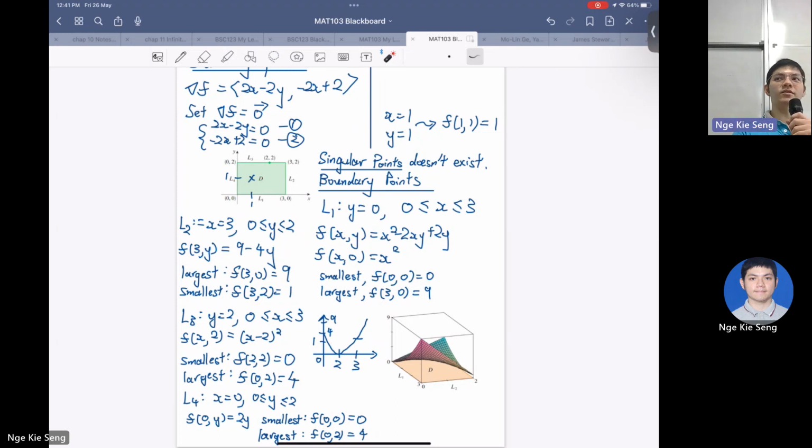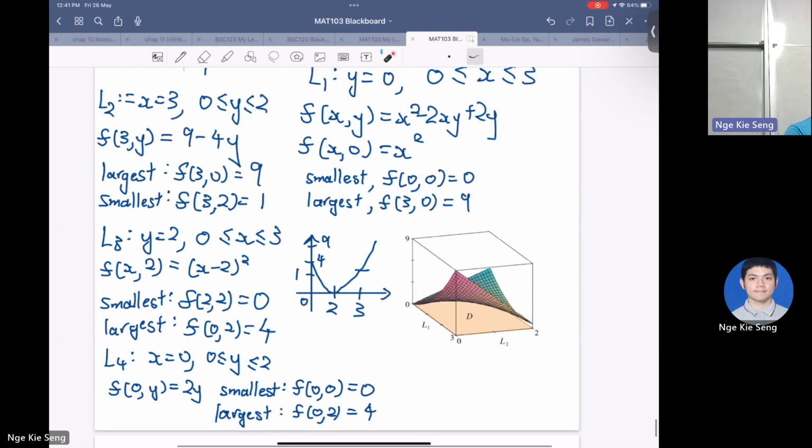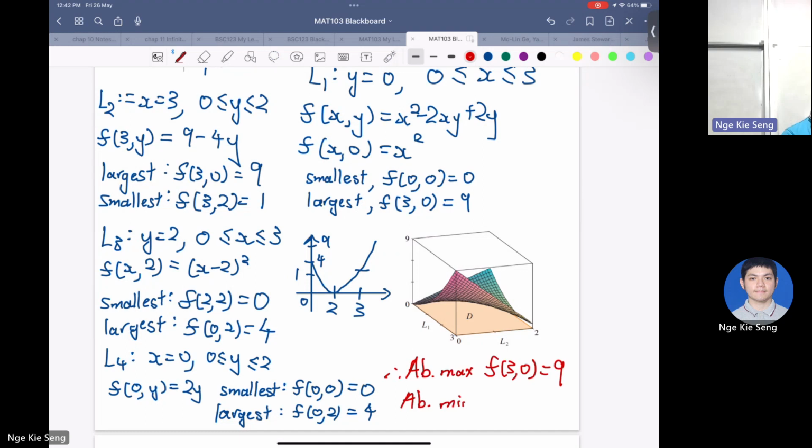How many points do you get with value 0? Two. One of them is 0, 0, the other is 2, 2. Okay, so the absolute maximum is at f(3,0), which equals 9. The absolute minimum is at two points, one of them is (0,0), the other is f(2,2), equal to 0.